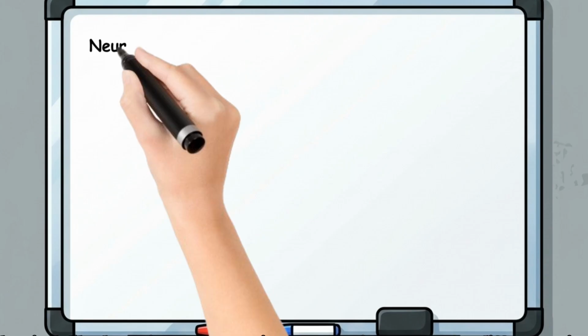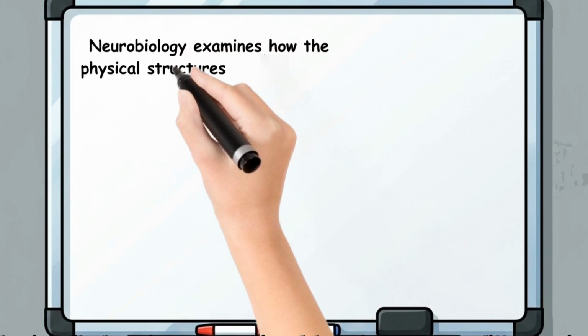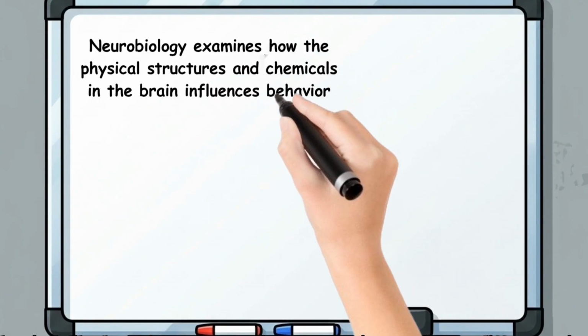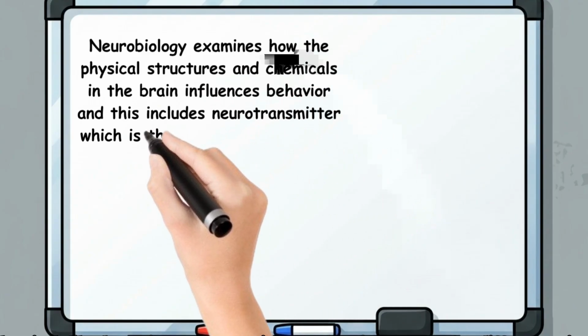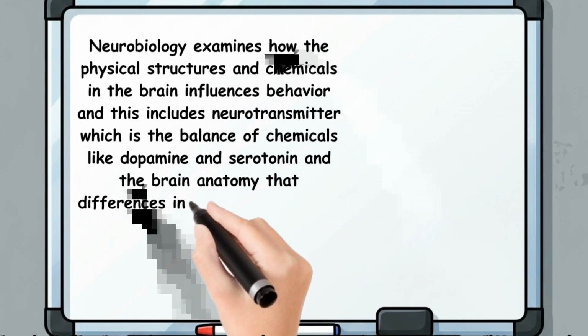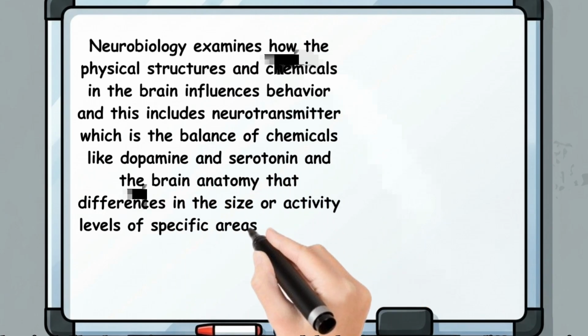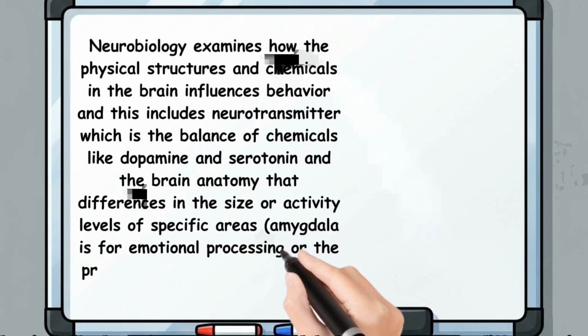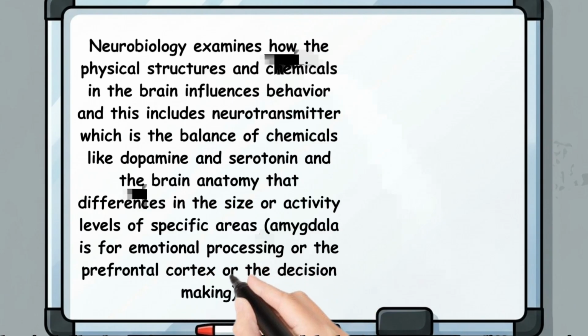Two, neurobiology examines how the physical structures and chemicals in the brain influence behavior. This includes neurotransmitters, which is the balance of chemicals like dopamine and serotonin, and brain anatomy, the differences in the size or activity levels of specific areas: the amygdala for emotional processing, or the prefrontal cortex for decision-making.